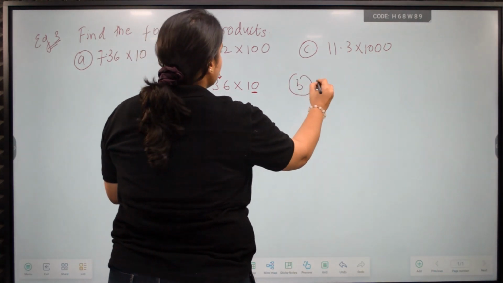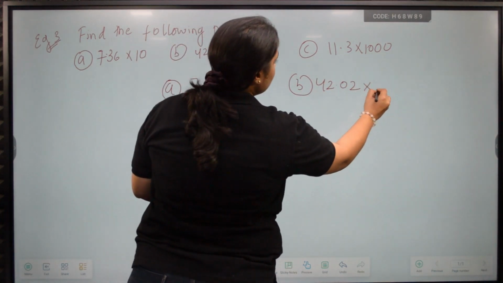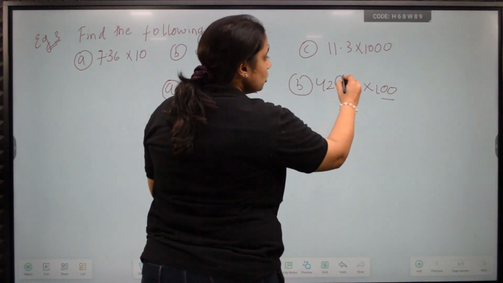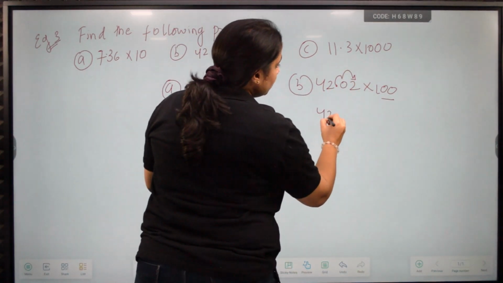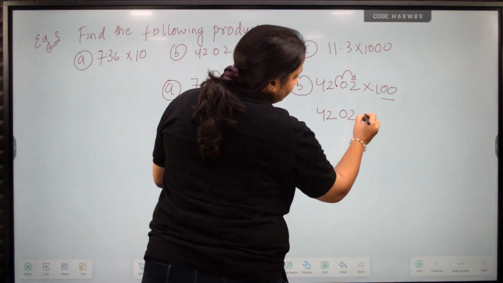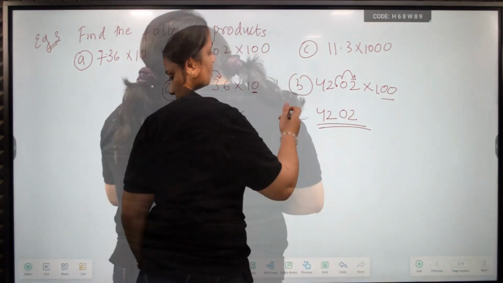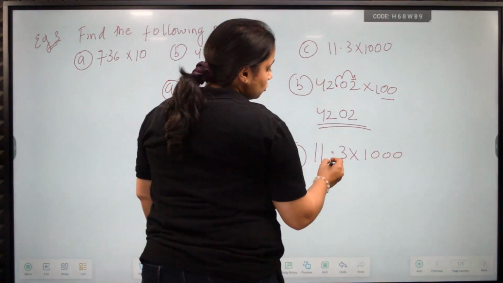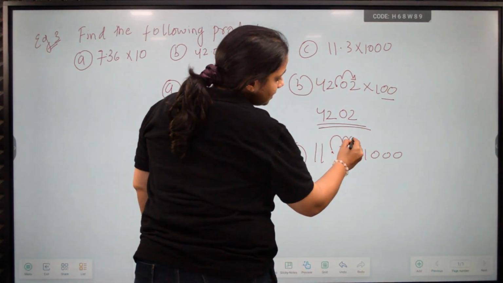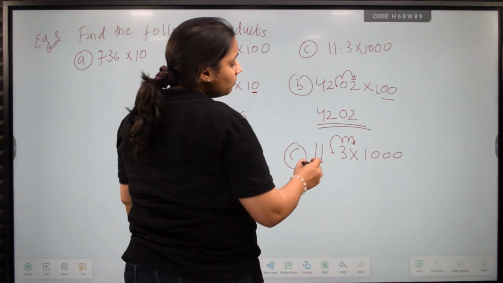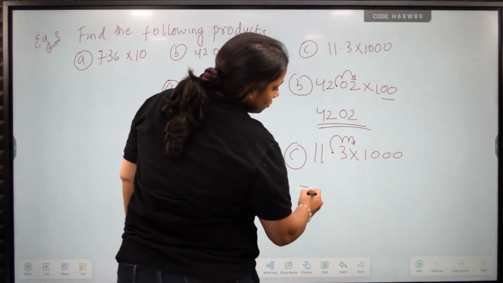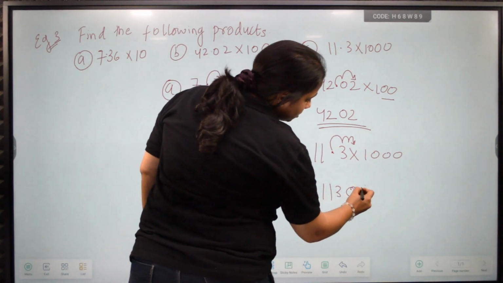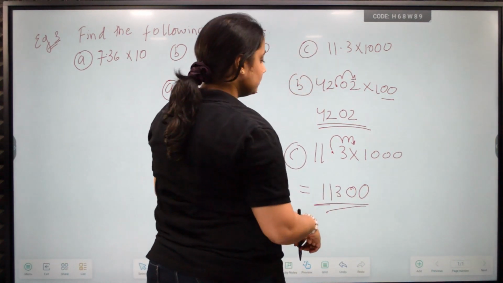Now part B, it is 42.02 into 100. It has 2 zeros, so the decimal will be moved 2 places here. So 4202 will be the final answer. Now part C, 11.3 into 1000. So it will move 3 places on the right hand side. So 11300 will be the answer.